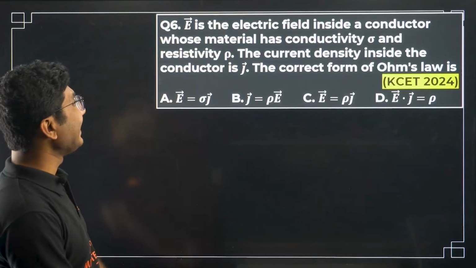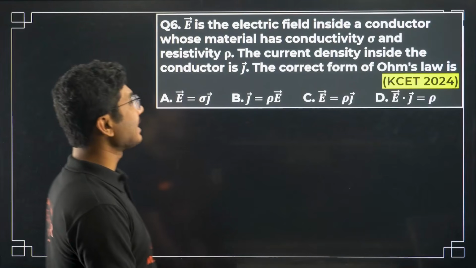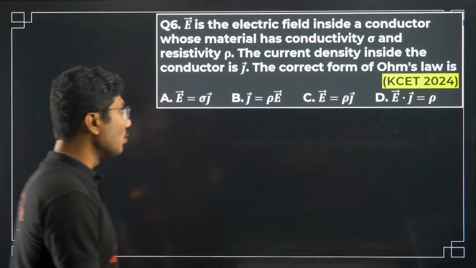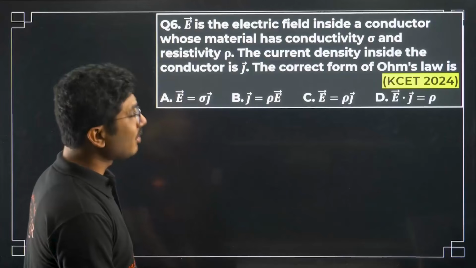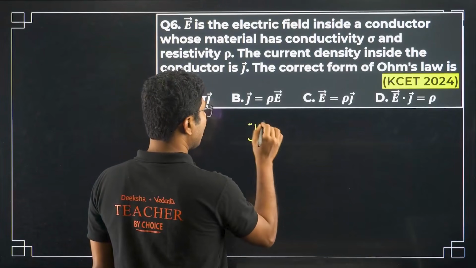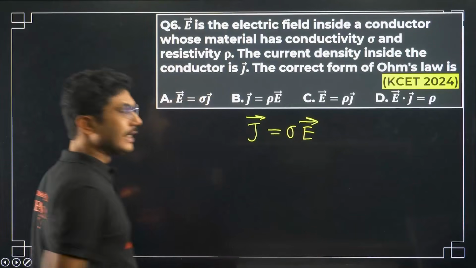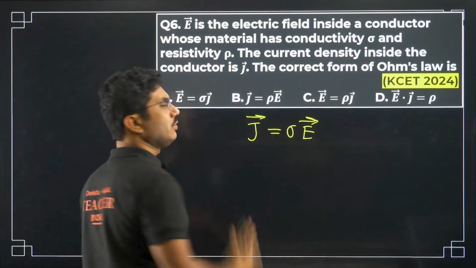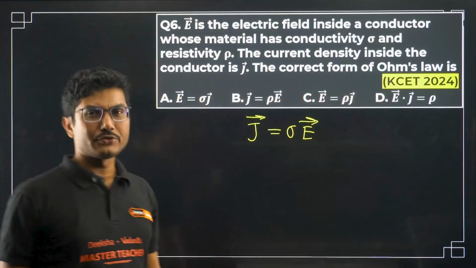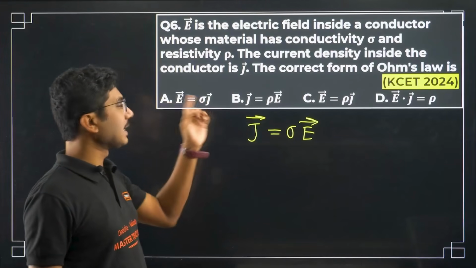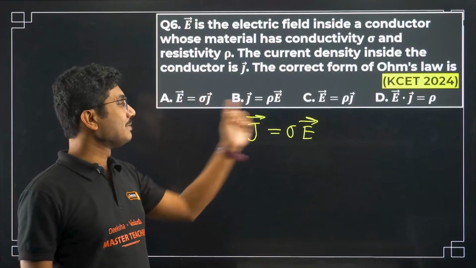Electric field E is the electric field inside a conductor whose material has conductivity sigma and resistivity rho. The current density inside the conductor is J. What is the correct form of Ohm's law? Now, in terms of Ohm's law, we know that J equals sigma E. If you remember, we have done this mini derivation, right? J equals sigma into E. Now, if you see, none of the options is given as J equals sigma E. Many students tend to feel that this is the correct answer, but it is not. As you can see, sigma J is given, but sigma E is not given.